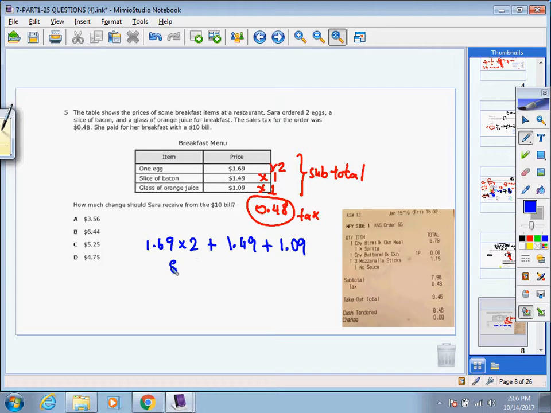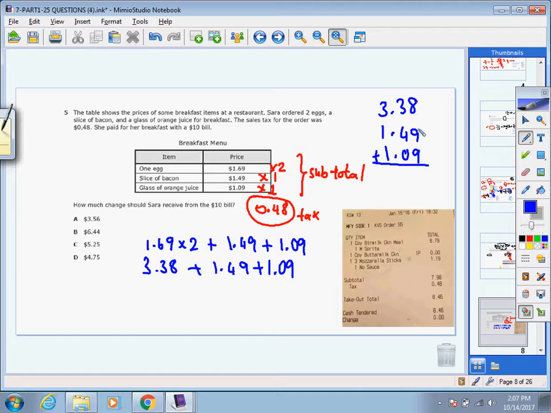9 times 2, 18, carry 1. 6 times 2 is 12, add 1, 13, carry 1. 2 times 1 is 2, plus 1 will give you 3. This part is 1.49, and this part 1.09. I'm going to write them as a list over here to make it easier to see the subtotal: 3.38, 1.49, and 1.09.